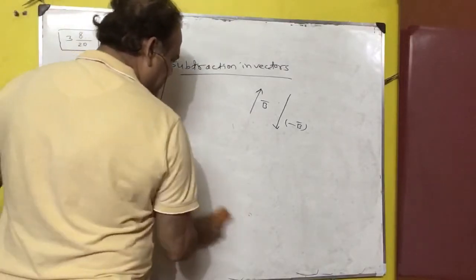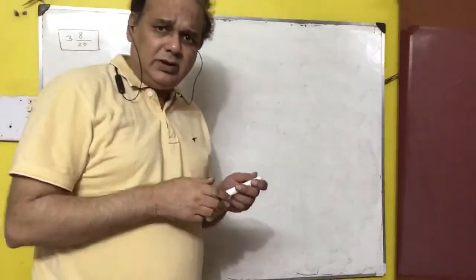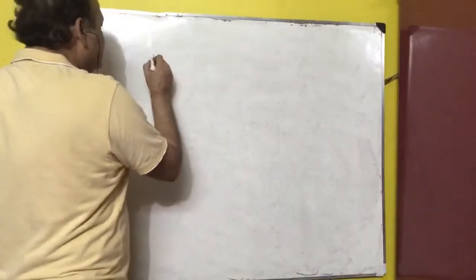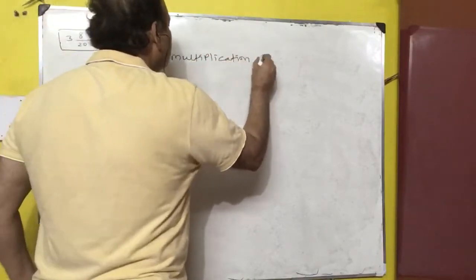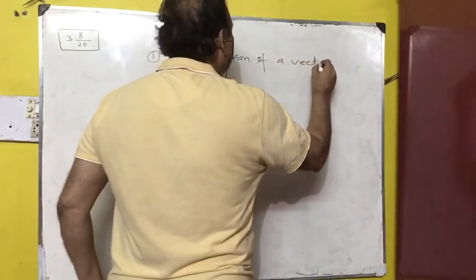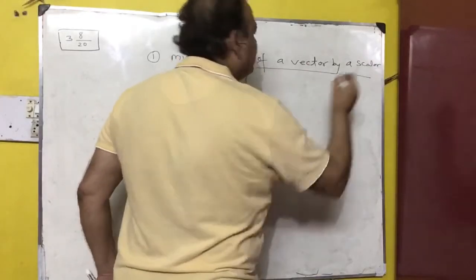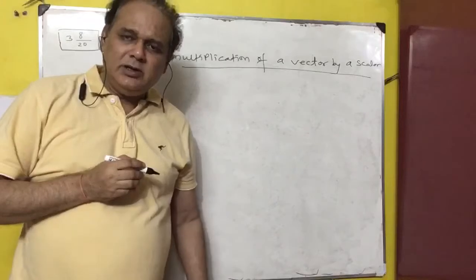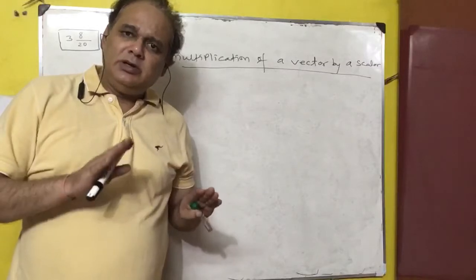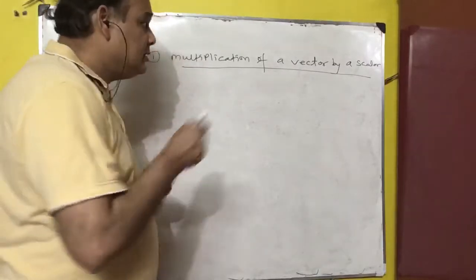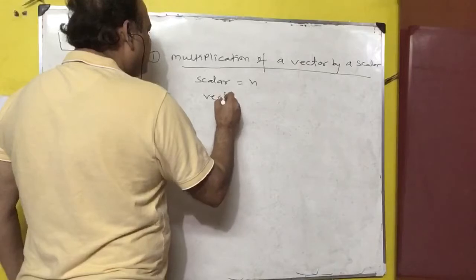What happens in the multiplication of vectors? Suppose you multiply a vector by a scalar. 3 types of multiplication are there. The first multiplication is multiplication of a vector by a scalar. Scalar, you know very well, it has no direction, only magnitude is there. So if you multiply a vector by a scalar, there is no change in the direction of the vector, only change in its magnitude. Suppose you have a scalar quantity, suppose n, and you have a vector a.